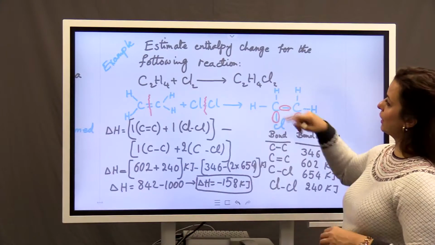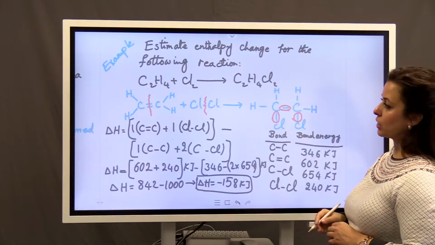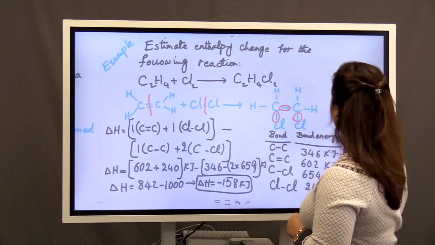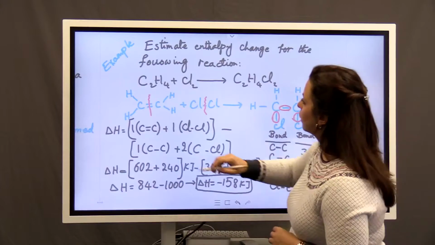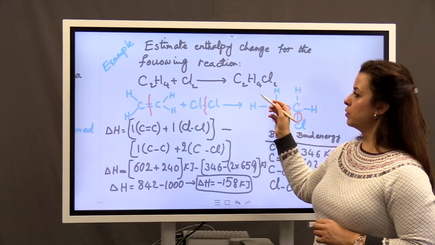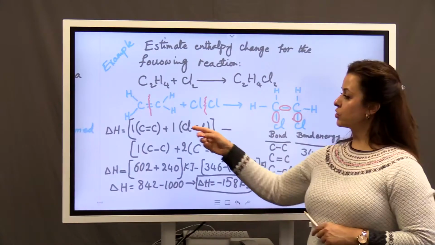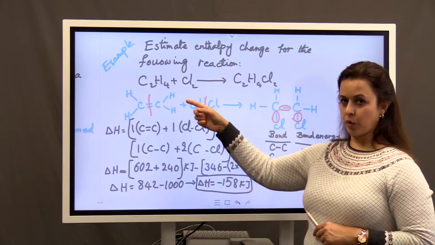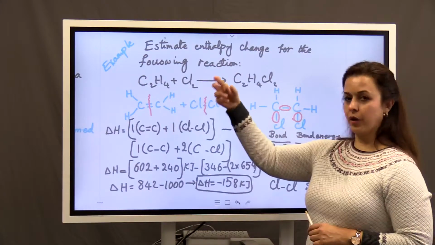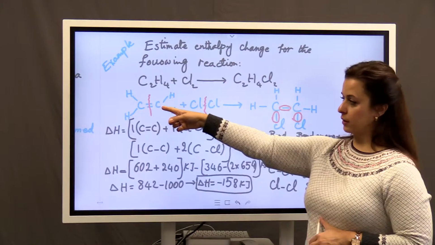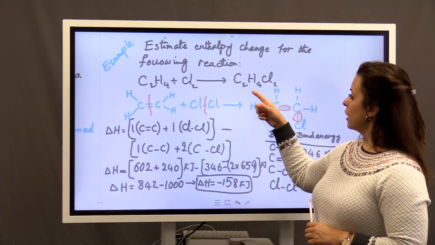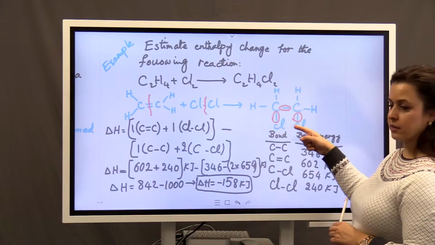We are supposed to estimate enthalpy change for the following reaction: C2H4 plus Cl2 gives C2H4Cl2. If we draw the Lewis structure, you see the importance of Lewis structure here. If you draw the Lewis structure, C2H4, an organic compound, looks like this. Cl2 is a Cl-Cl bond, and C2H4Cl2 is this.